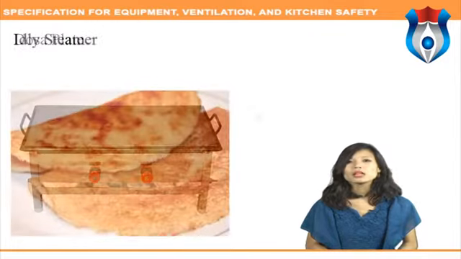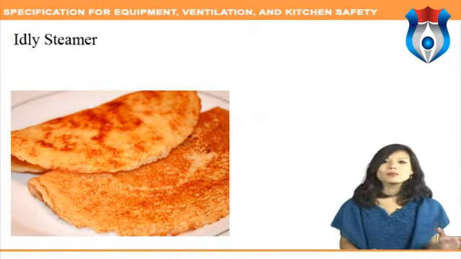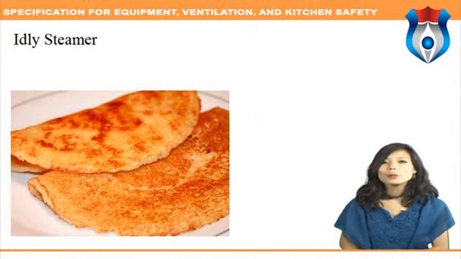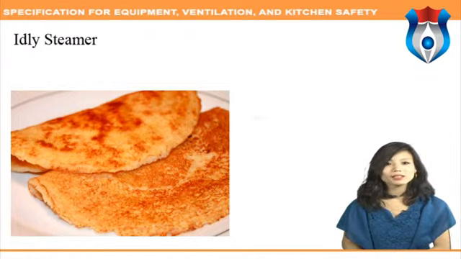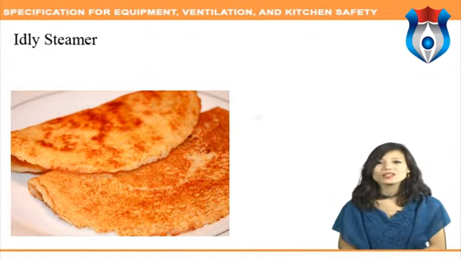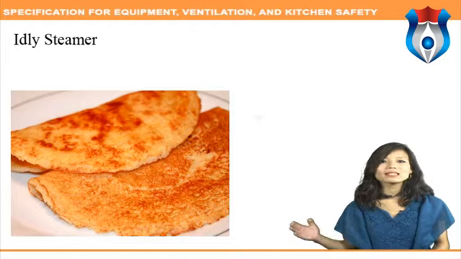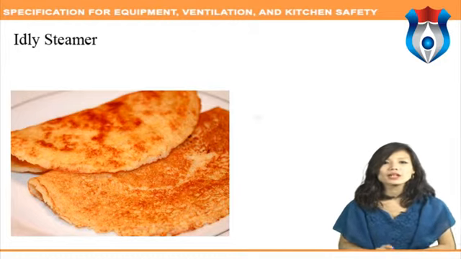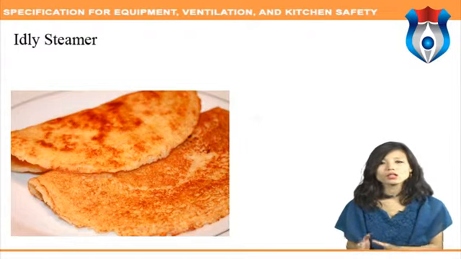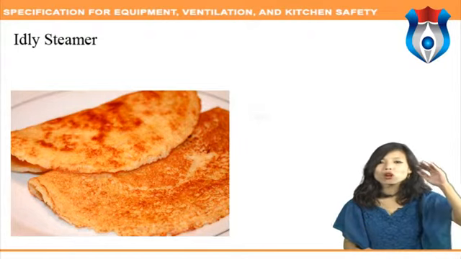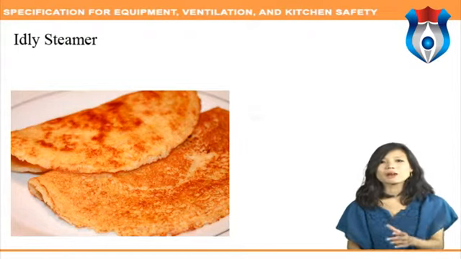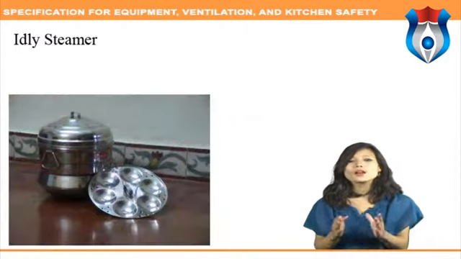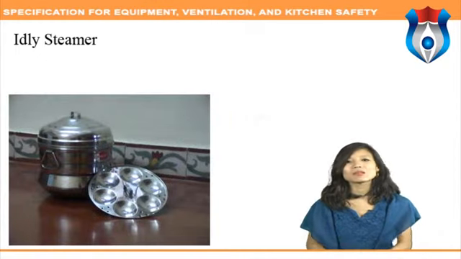Idli steamer. Idli steamers are SS cabinets with tight fitting doors with gaskets. Steam is injected into the cabinet to preheat to the required temperature. Idli plates are made of SS or aluminum with different combinations. The steam is injected from the sides, top and bottom. These cabinets are tailor-made to accommodate 2, 4, 6 idli plates at a time.